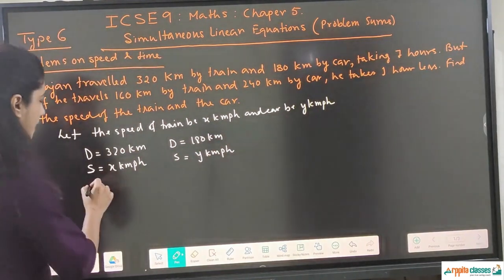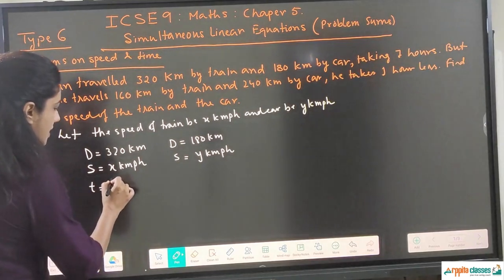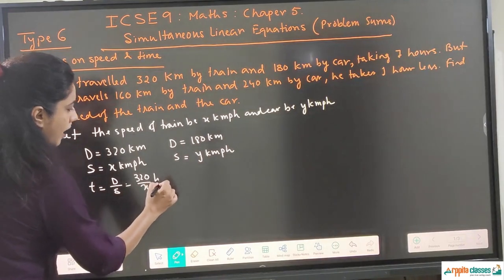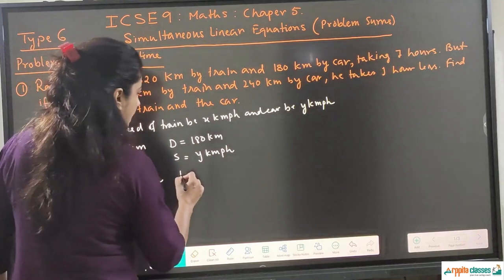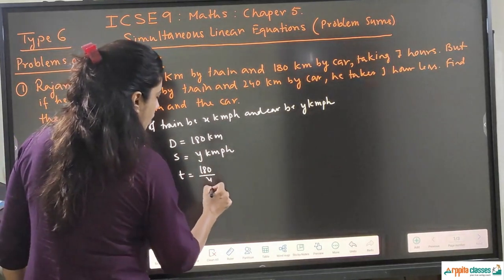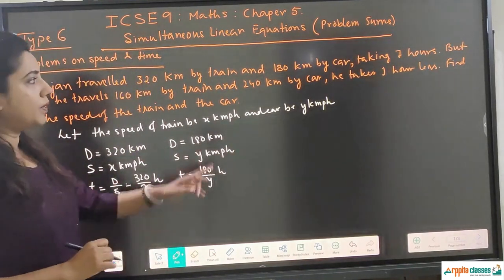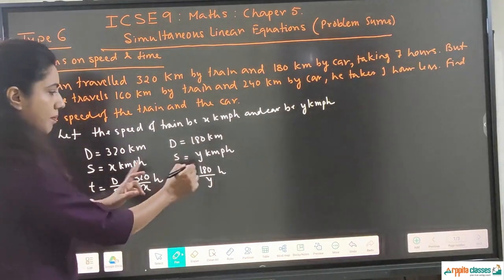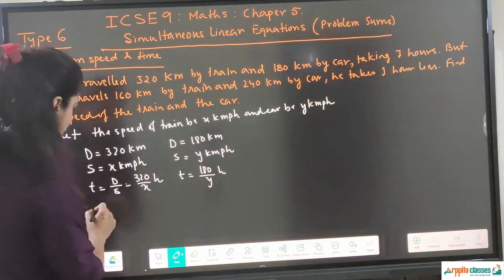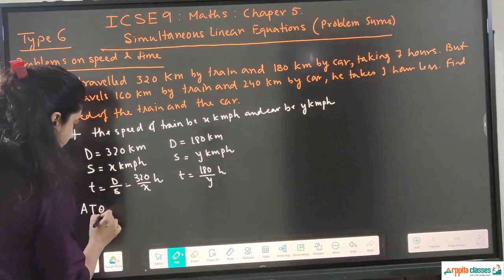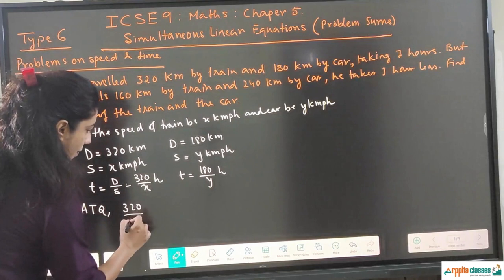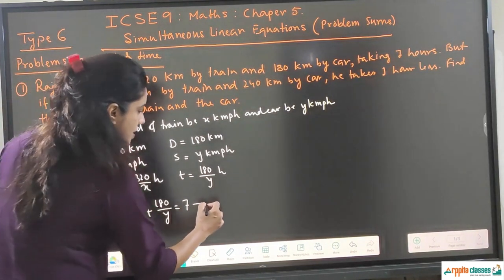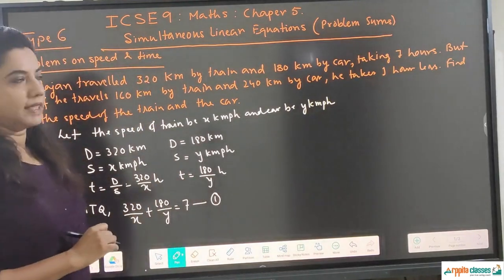So here, what is the time taken? The time taken is distance upon speed, that is 320 upon x hours, and in this case the time taken is 180 upon y hours. Now they are saying that the total time taken is 7 hours. So that means this time plus this time is equal to 7 hours. So according to the first criteria, we can write 320 upon x plus 180 upon y is equal to 7. This is my first criteria.